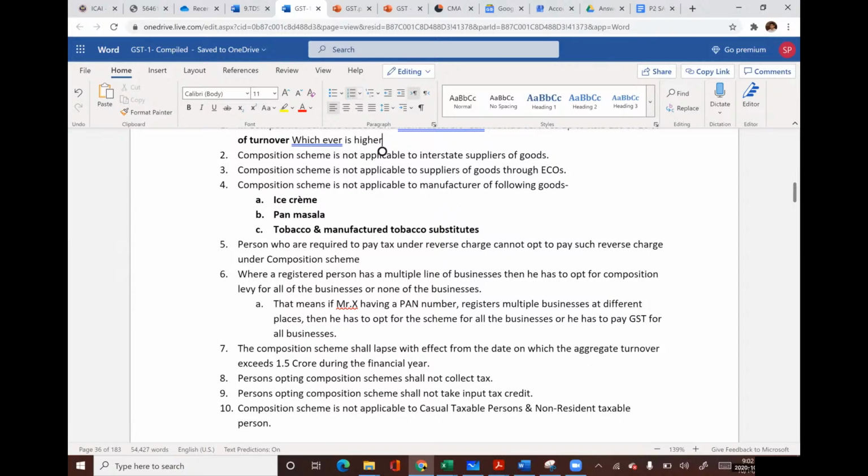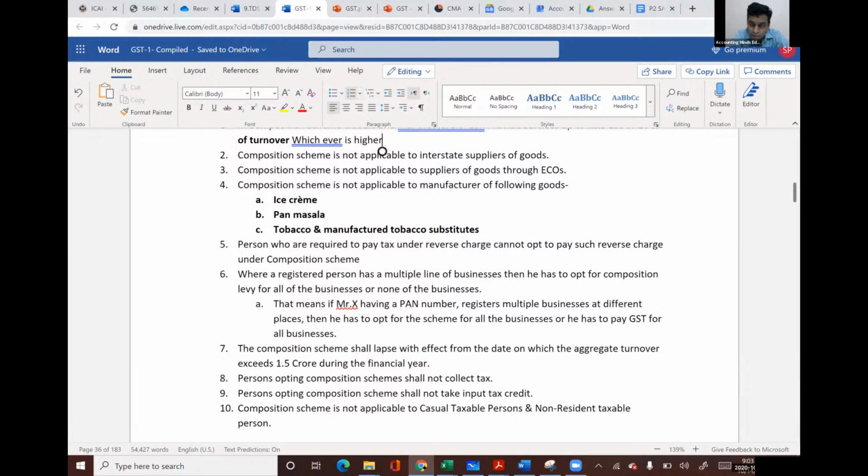Persons opting composition scheme shall not collect tax. That means what? For example, Accounting Minds is selling books, let's assume, and you guys buy books. So on the book, when I give you a bill, 50 rupees book plus GST, I cannot put that. I will charge the customer whatever I will charge. On the total sale, I will have to pay GST. That's all. I should not show anything to the customer saying that this much is the GST. Are you getting it or not?